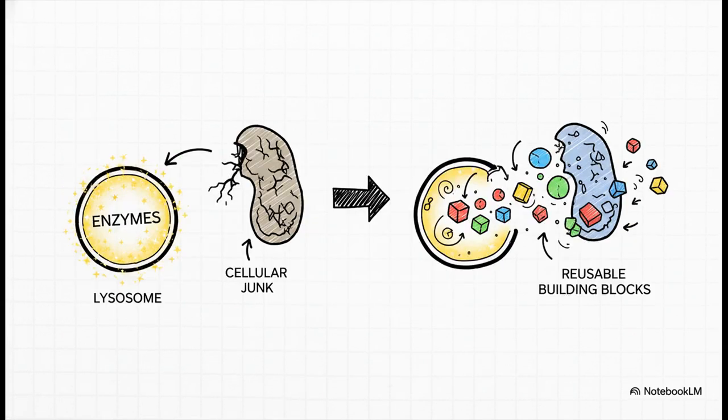Any busy factory is going to make some trash, and a cell is no different. That's where the lysosomes come in. They are the official cleanup crew. They're basically little bags filled with digestive enzymes that just roam around, breaking down all the cellular junk, old parts, waste, even invading bacteria, and recycling the raw materials so the cell can use them again.